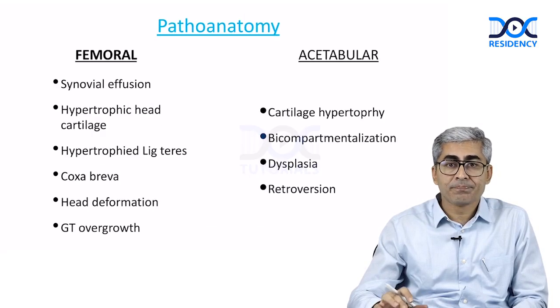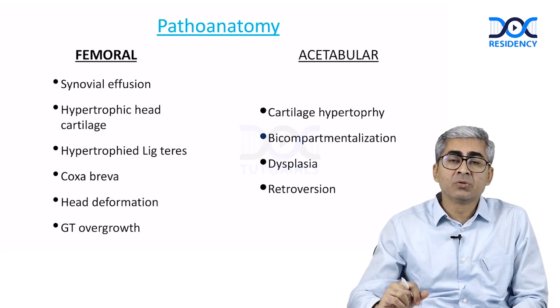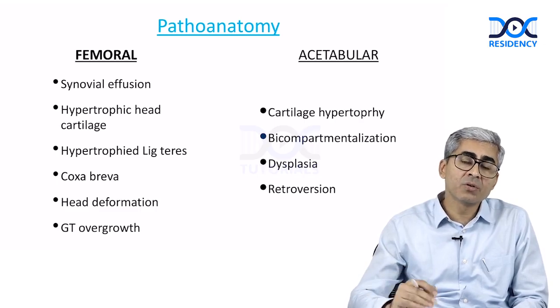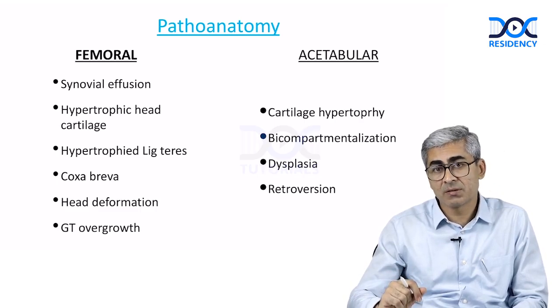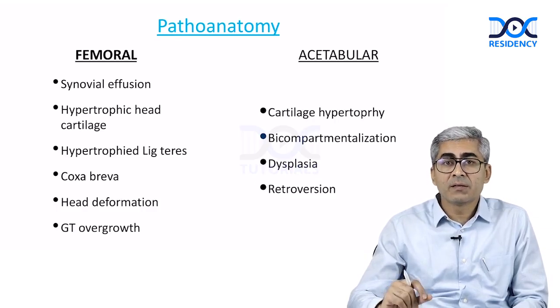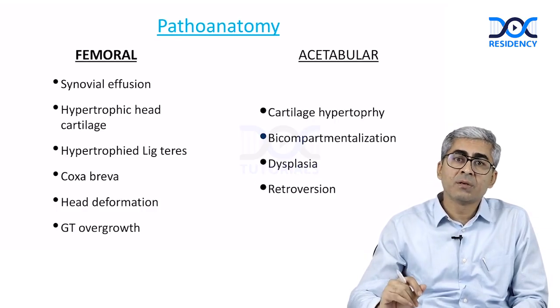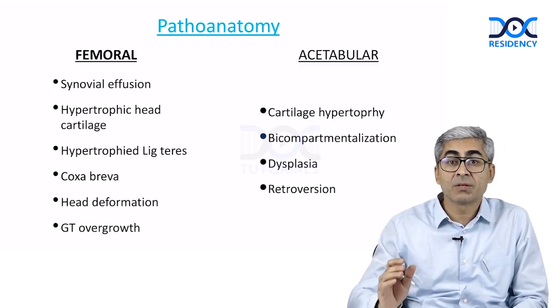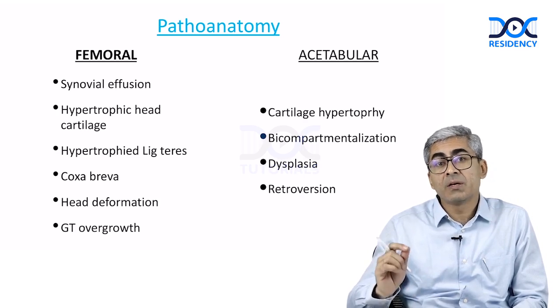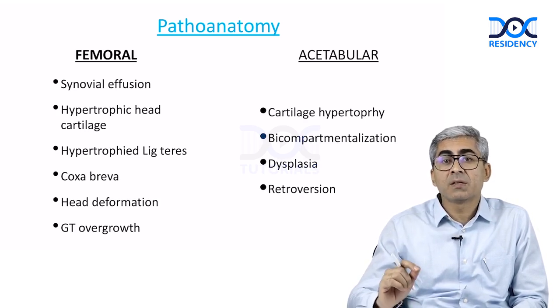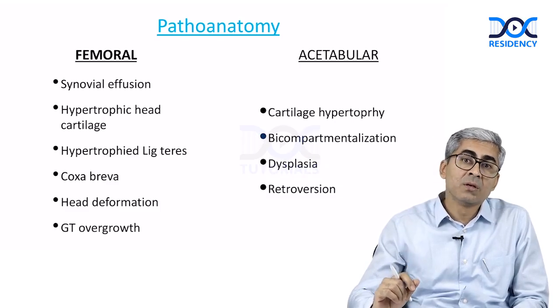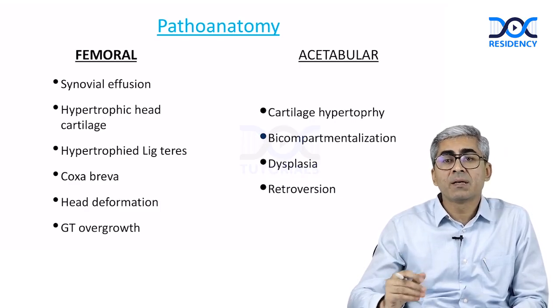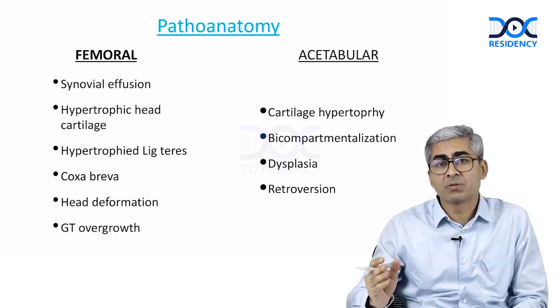And coming to pathoanatomy, there are some changes on the femoral side, and there are also some changes on the acetabular side. What do we see on the femoral side? We see the synovial effusion in the joint and a hypertrophic head cartilage, which leads to subluxation later on. We see hypertrophic ligamentum teres, and then coxa breva, the head deformation, and sometimes GT overgrowth at the end of the healing. So why does this happen? Basically, we'll talk about it in the next slides, where I'll show some pictures.